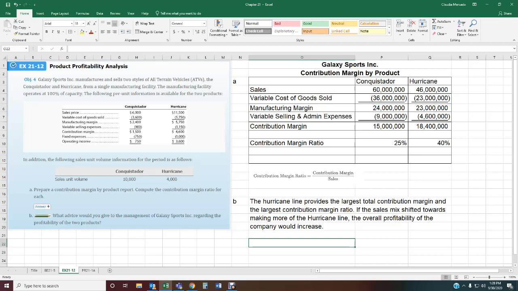Our contribution margin, we're making more money out of the Hurricane than out of the Conquistador. Our contribution margin is higher for the Hurricane. So if we were to switch up the sales mix to where we sell more of the Hurricanes and less of the Conquistadors, we would have greater profits. So that is exercise 21-12.